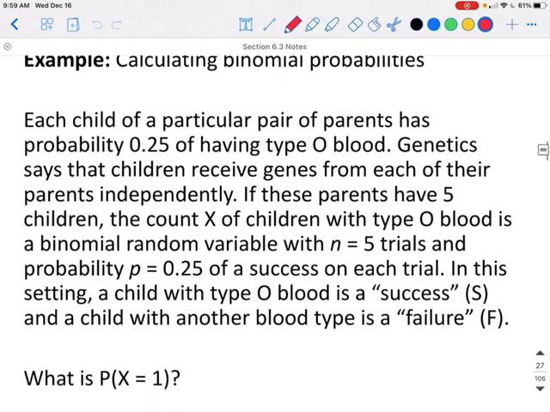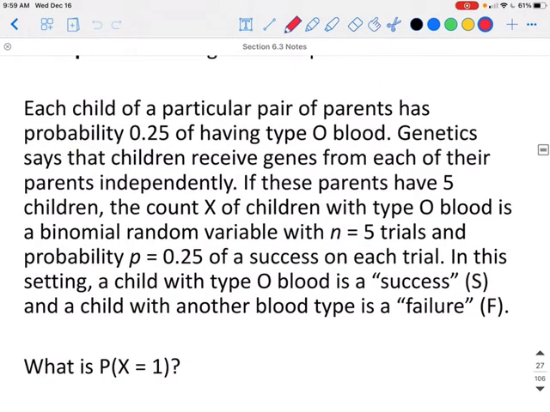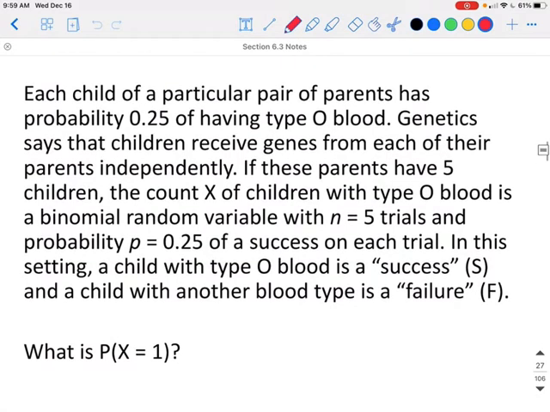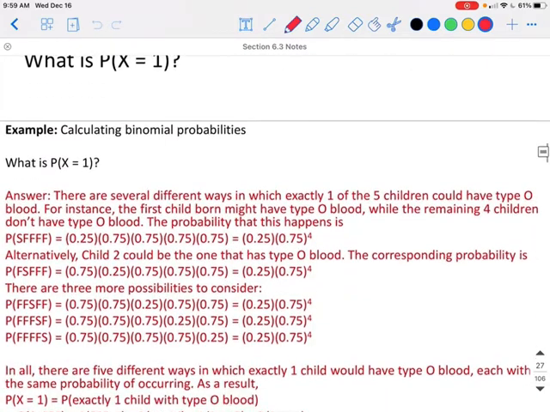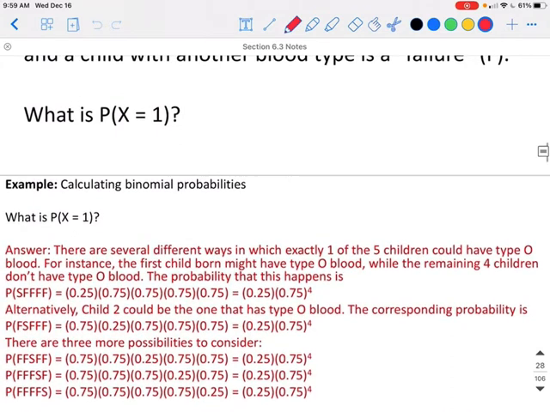Each child of a particular pair of parents still has a 25% chance of having type O blood, but this time we want to find the probability that exactly one of them has type O blood. Now, we have to think about the order in which this could happen. So the first child could have type O blood, and the next 4 could not have type O blood. So that'd be 0.25 times 0.75, 0.75, 0.75, 0.75, or 0.25 times 0.75 to the 4th power.